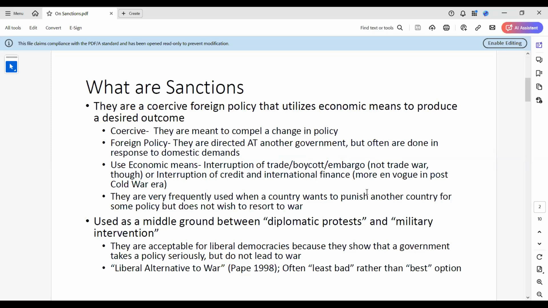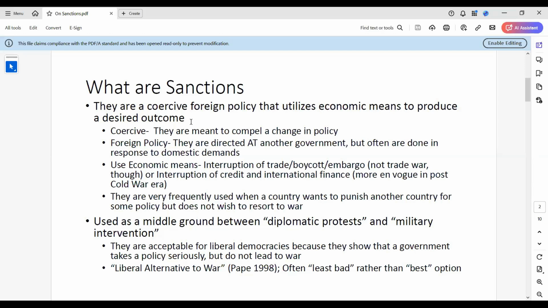This is going to read almost like a research project, but sanctions is a long-standing topic in international relations and foreign policy analysis, where people ask what the benefit of sanctions is. First of all, here's the definition: it's a coercive foreign policy that utilizes economic means to produce a desired outcome.